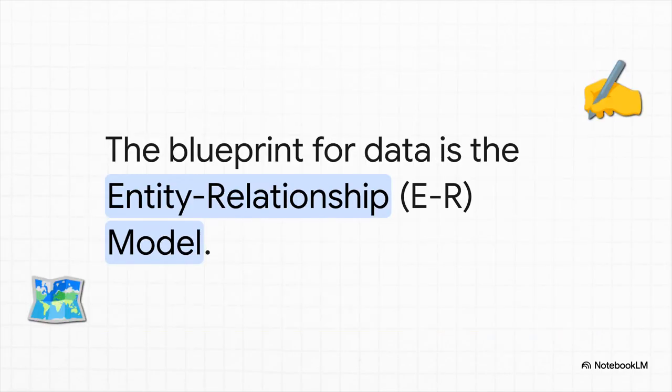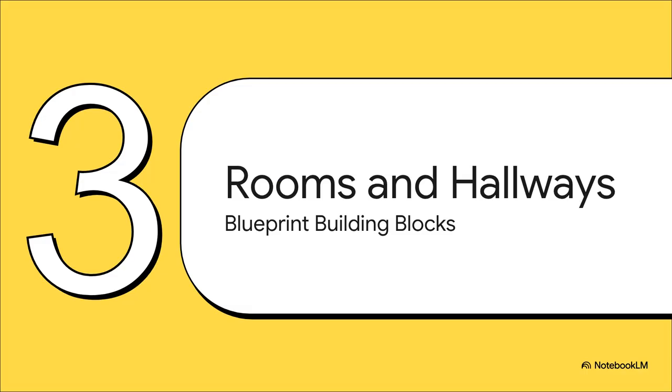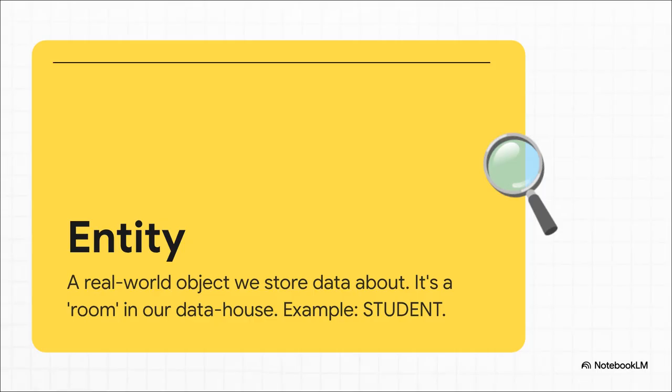And this official blueprint, it has a name, the Entity Relationship Model. You'll hear it called the ER model. It's the industry standard, kind of like the universal language for drawing out the plan of our new digital building. All right, let's dive into this blueprint. How do we actually draw it? It all comes down to 2 really simple concepts that we can think of as the rooms and the hallways of our data house. First up, we have the rooms.